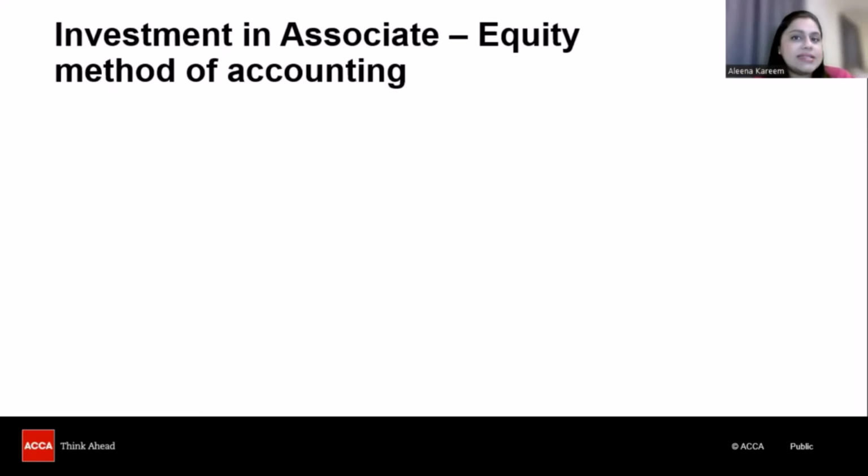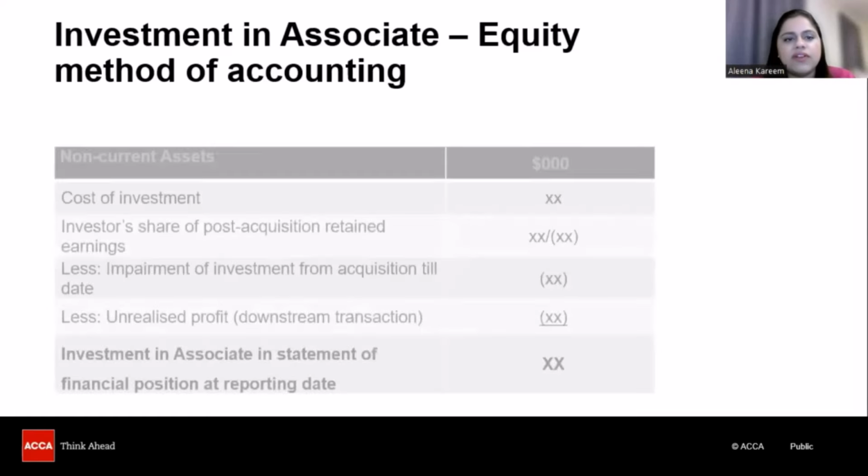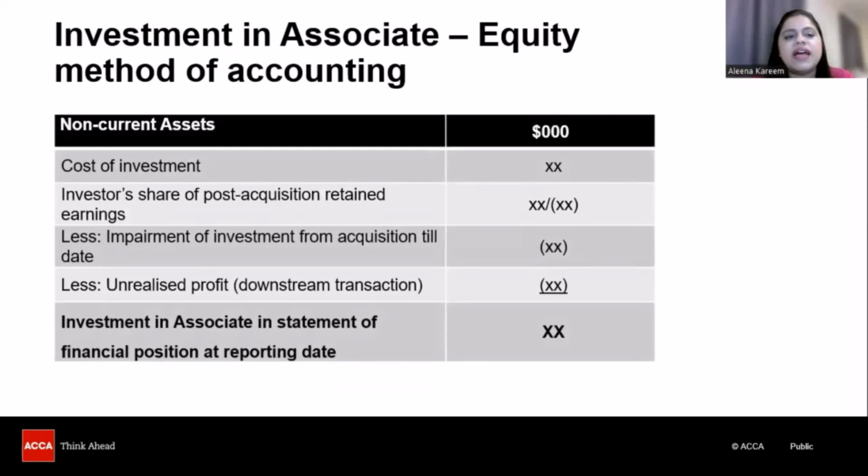The associate company has earned a profit during the year. And out of that, because we had a 25% shareholding, we want to have a 25% share. So that profit we can take up. But then some part of it would be distributed also as dividends. So we basically pick up the post-acquisition retained earnings and use them in our working over here. So cost of investment, we start off with that. Then we have the investor's share of post-acquisition retained earnings. Retained earnings, as you know, is profit minus dividends. That figure we take up, and on that we apply the percentage of our holding. So that's going to be the investor's share of post-acquisition retained earnings.